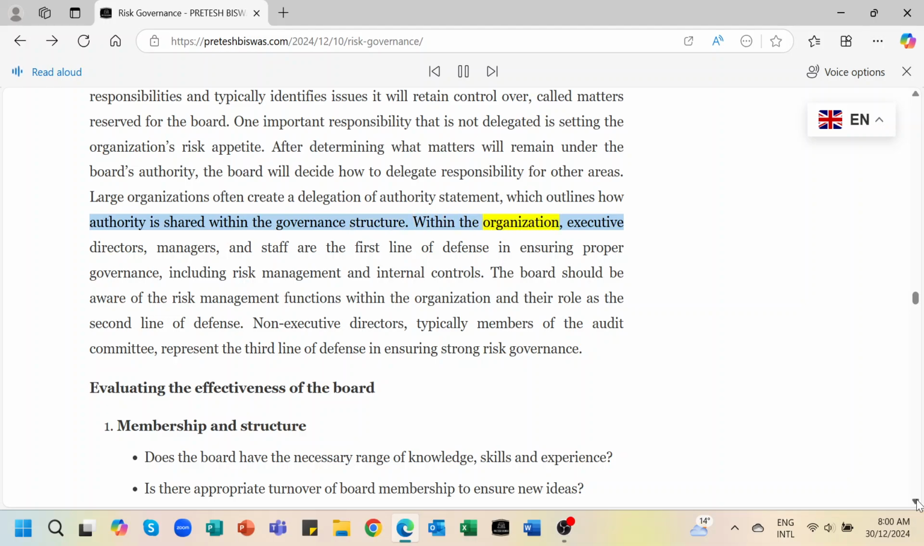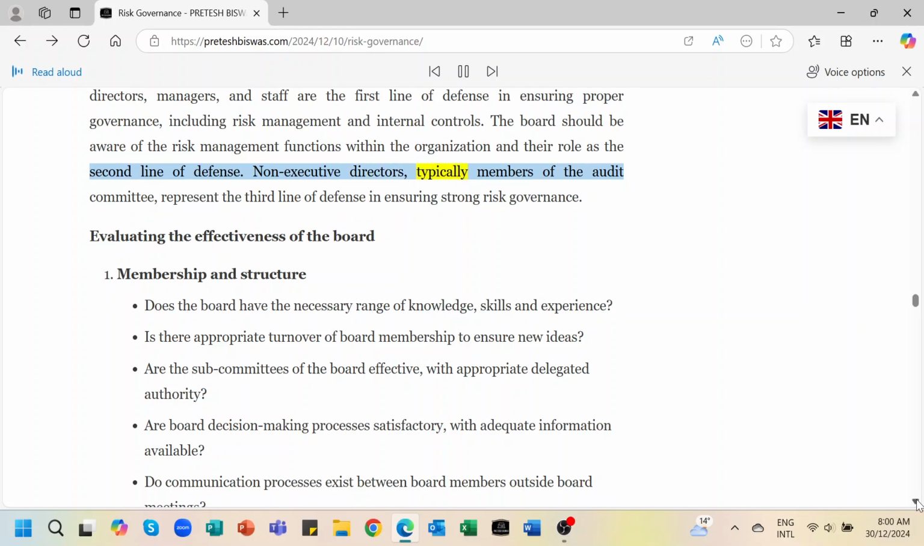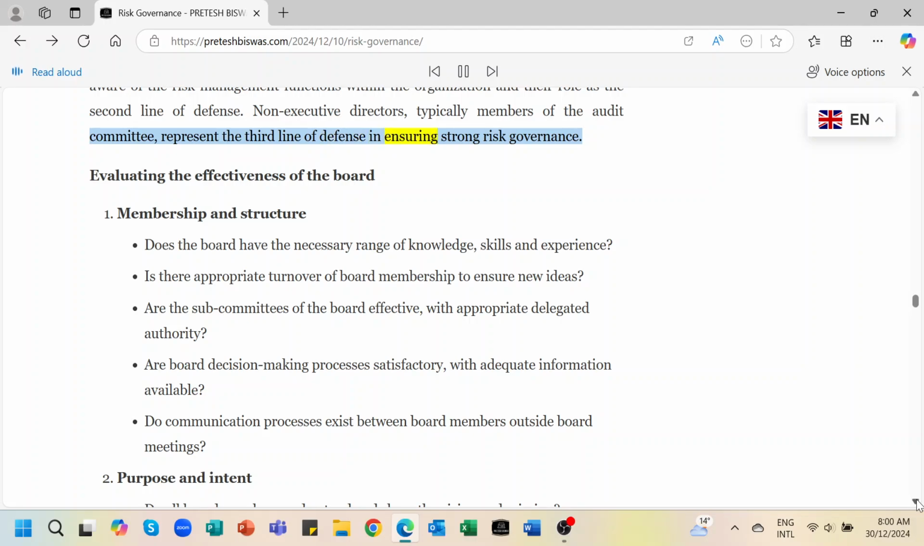Within the organization, executive directors, managers, and staff are the first line of defense in ensuring proper governance, including risk management and internal controls. The board should be aware of the risk management functions within the organization and their role as the second line of defense. Non-executive directors, typically members of the audit committee, represent the third line of defense in ensuring strong risk governance.